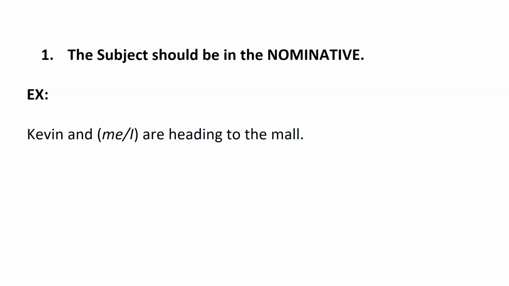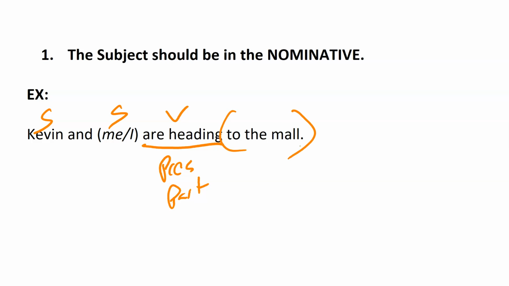Issue number 1, the subject should be in the nominative. And this seems obvious, but there are some common mistakes here. Look at this sentence: Kevin and me are heading to the mall, or Kevin and I are heading to the mall. In this case, what we have here is a compound subject. So the first subject is Kevin, and the other subject is going to be whatever we choose here. Are heading is your verb phrase, and this is the present participle. And then to the mall is a prep phrase, with mall being the object of the preposition.